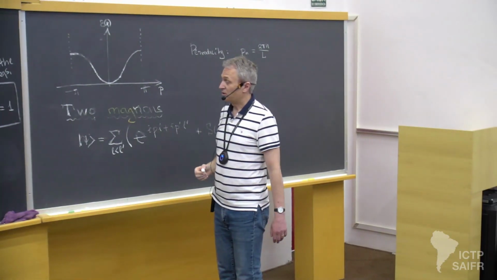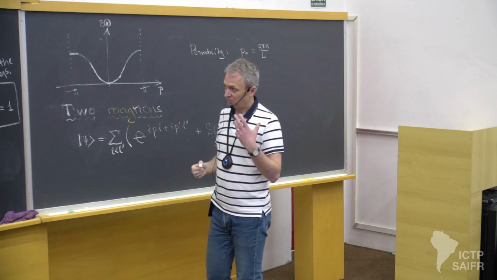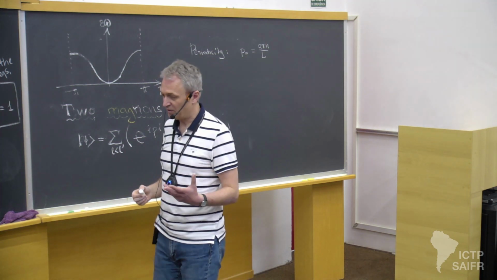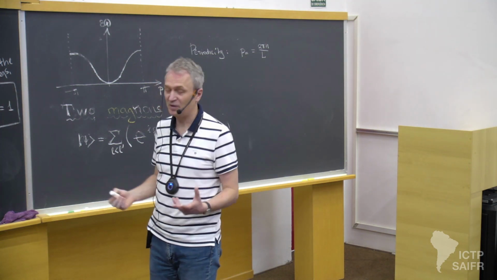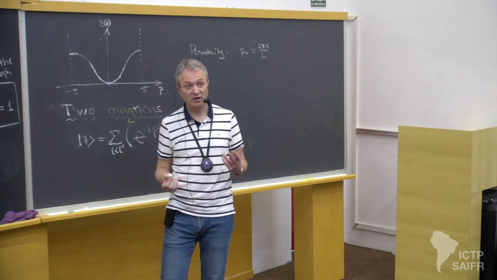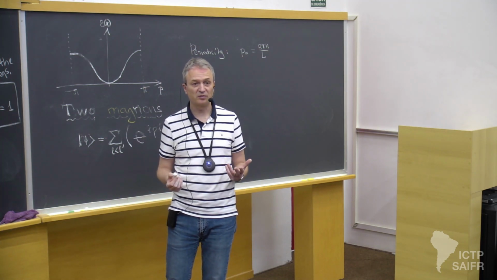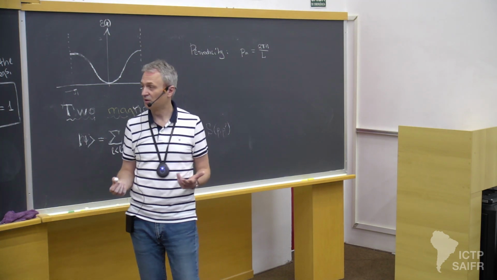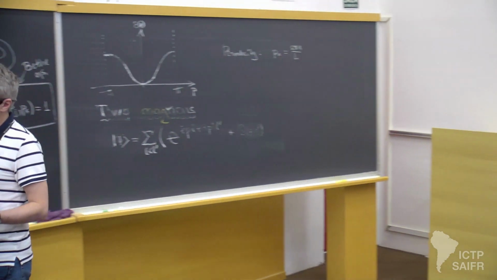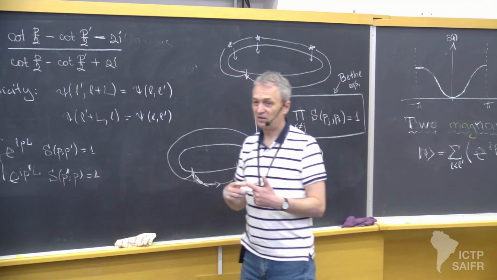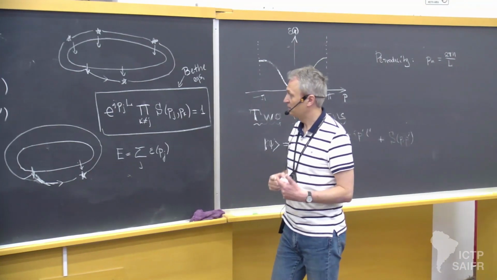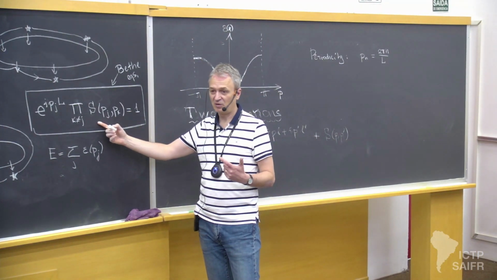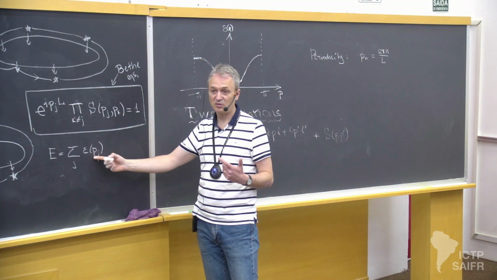To write them down, to derive them, you need to do a lot of work. But to write them down, you only need to solve a two-body problem. So you find the S matrix for a magnon scattering on a magnon, and that's the only ingredient that enters the beta equations. To find the energy, you also need the dispersion relation.